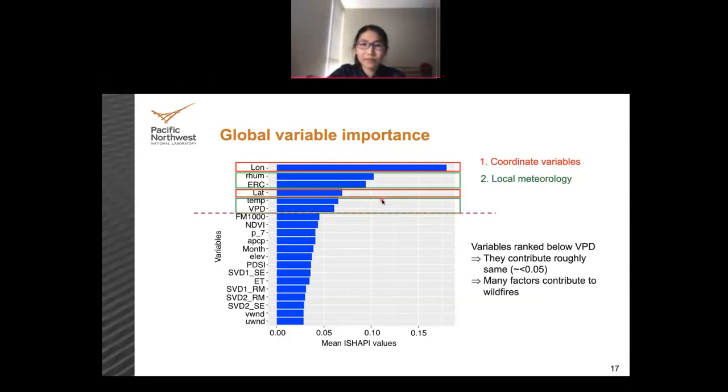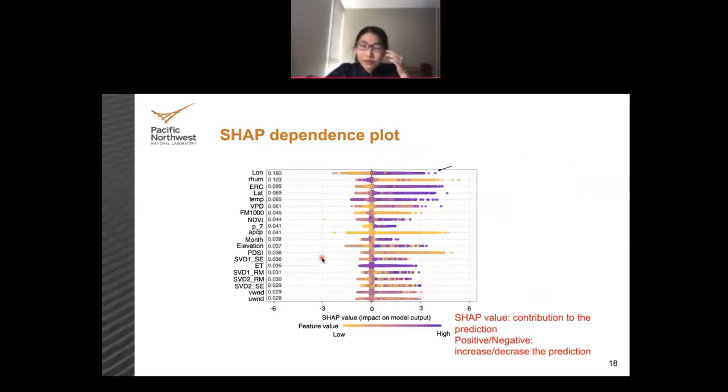And then for the variables ranked below VPD, we see they contribute roughly the same. So that means besides these two types of predictors, the rest of the predictors all contribute to wildfires, but all roughly the same, and small. And then we can further utilize the local importance from the SHAP.